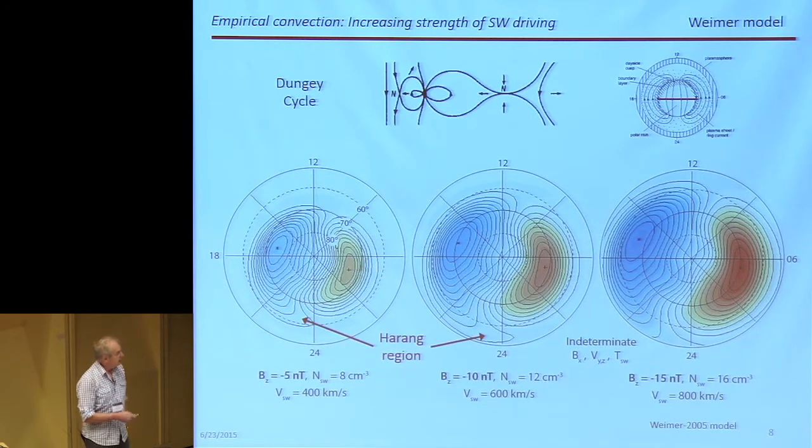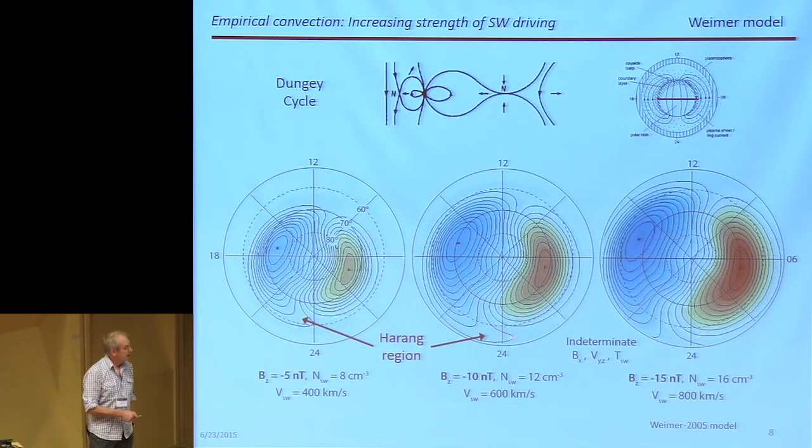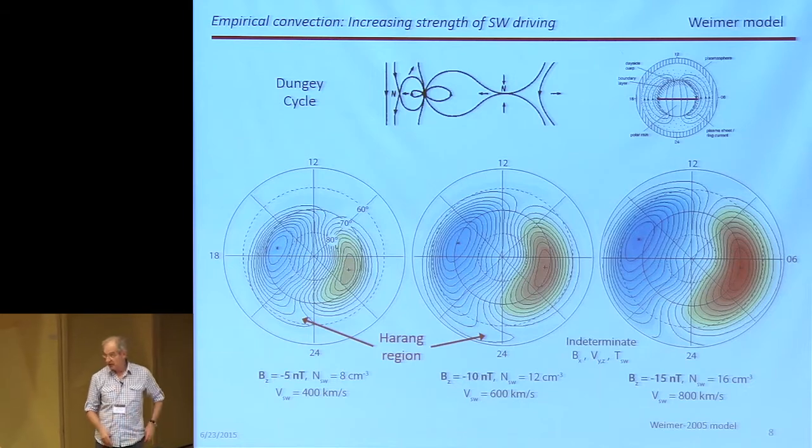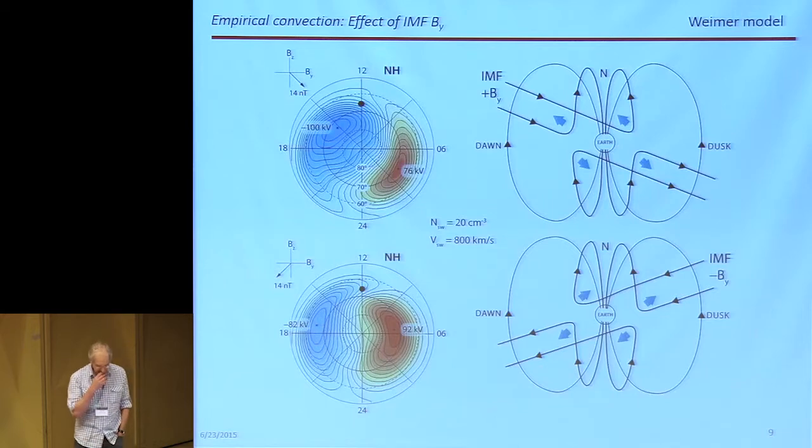And then, of course, we have this famous Harang region here in which the contours kind of stretch eastward and then come back and go westward. And this is a consequence of polarization in the ionosphere, an enhanced conductance channel in which the ionosphere polarizes and produces a different twist to the convection.